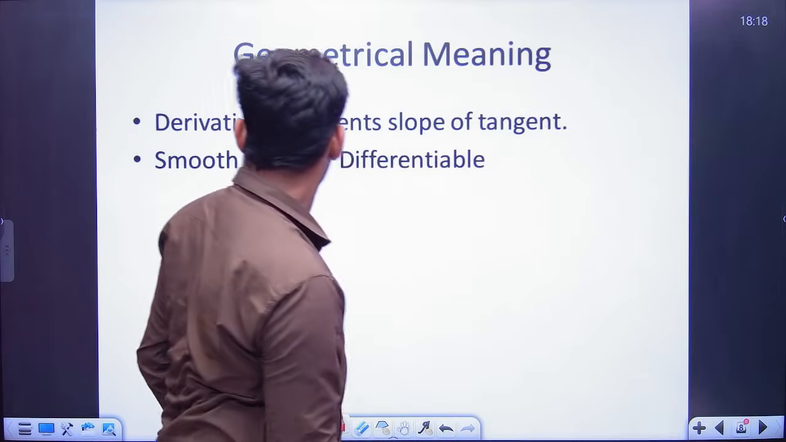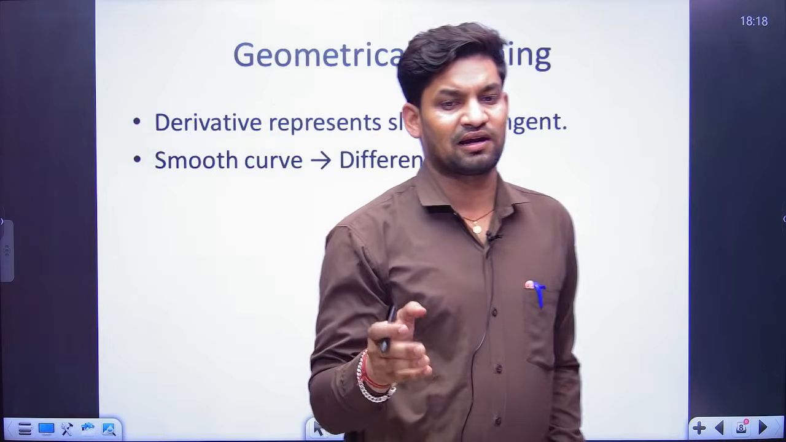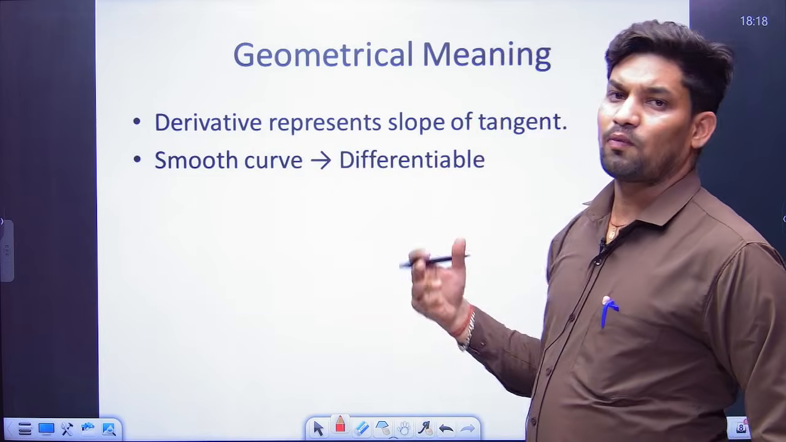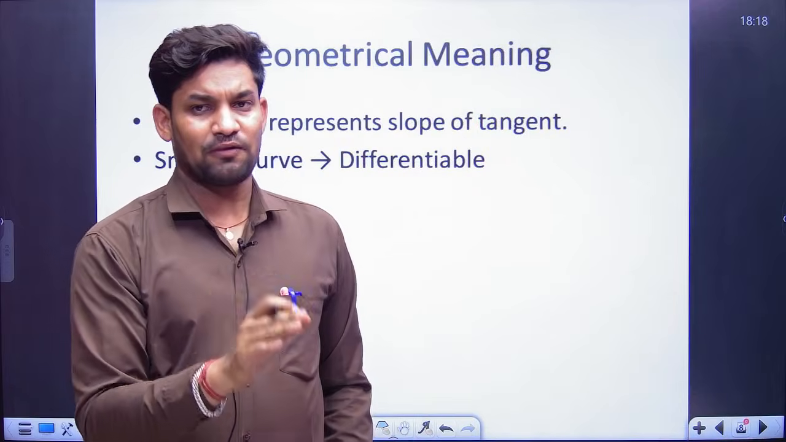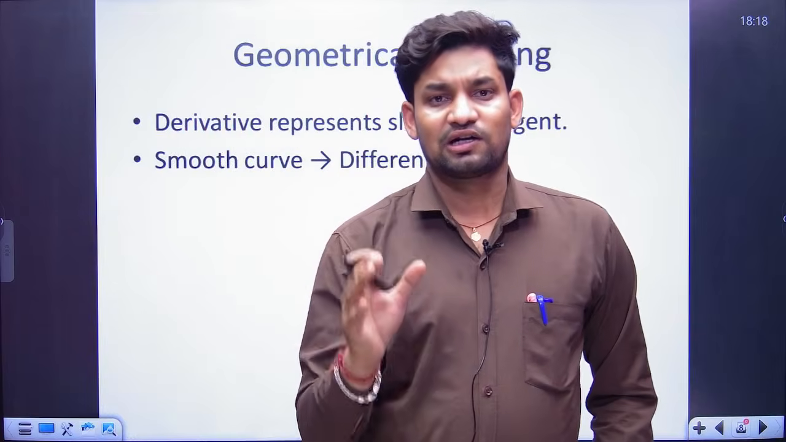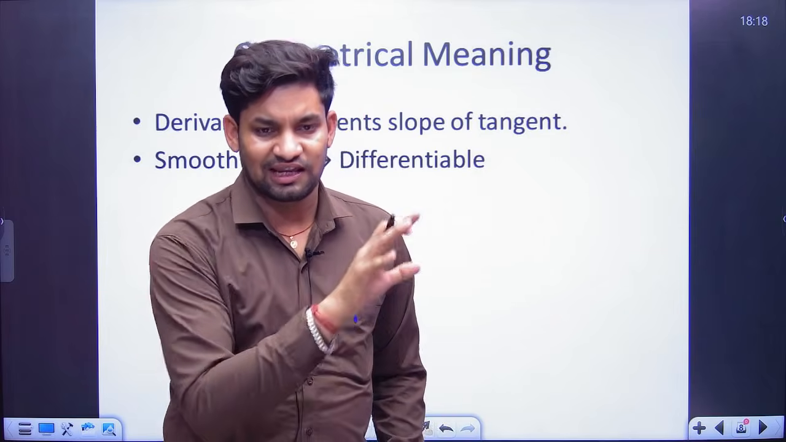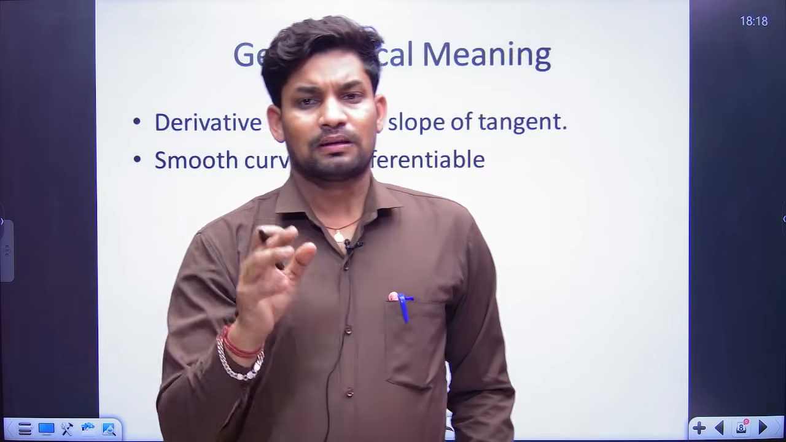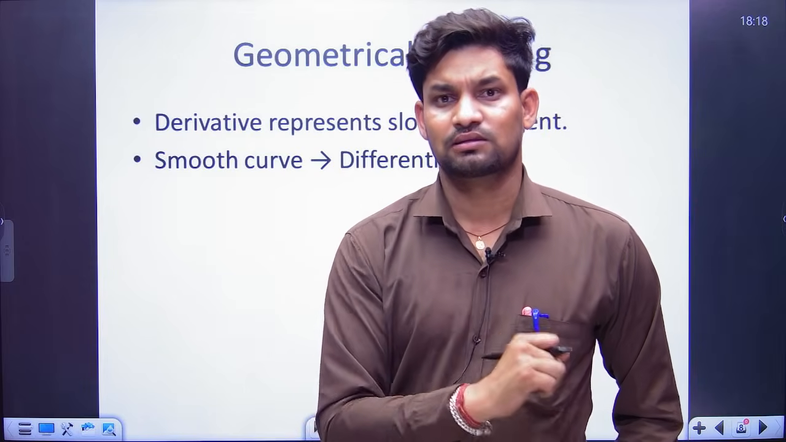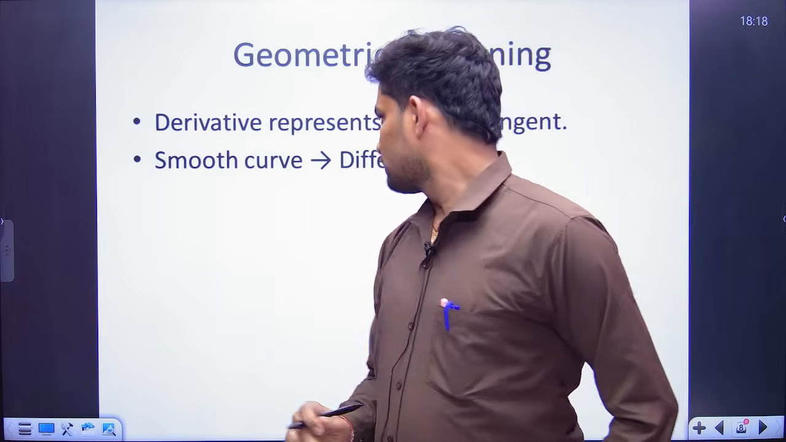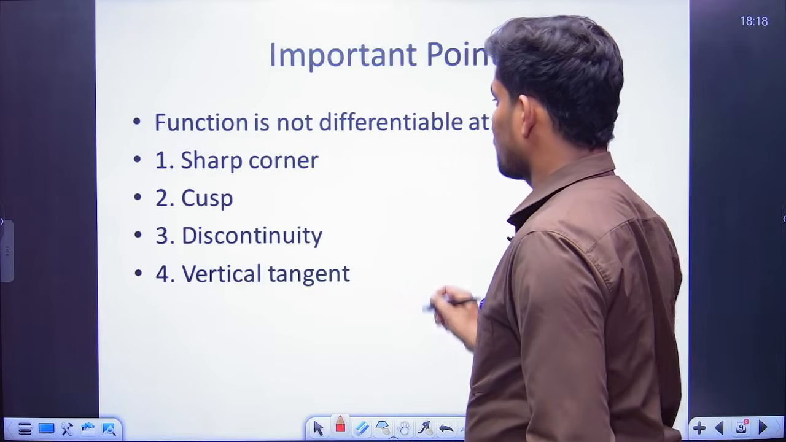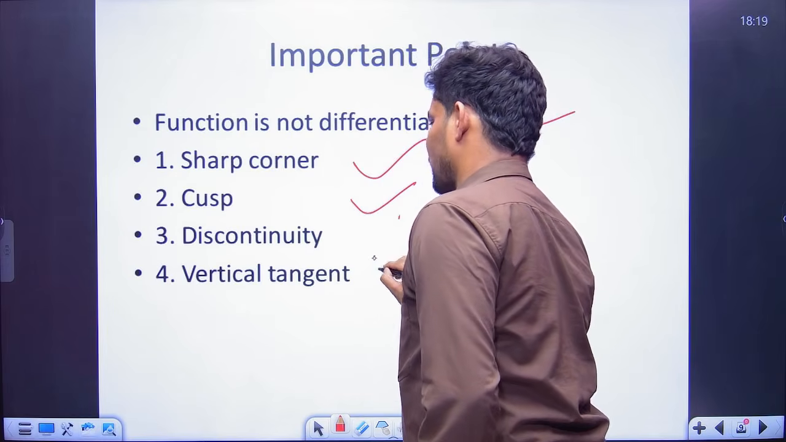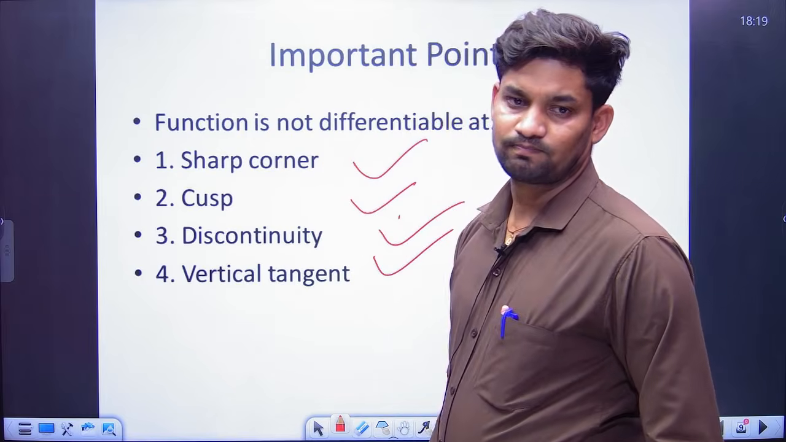Next, according to geometry, another definition of differentiability is this: the derivative represents the slope of the tangent. That is, any function y equal to f of x is called differentiable if it has a unique tangent. Otherwise, it is not differentiable if it has bumps, breaks, and sharp corners. A function is not differentiable at a sharp corner, cusp, vertical tangent, or discontinuity.